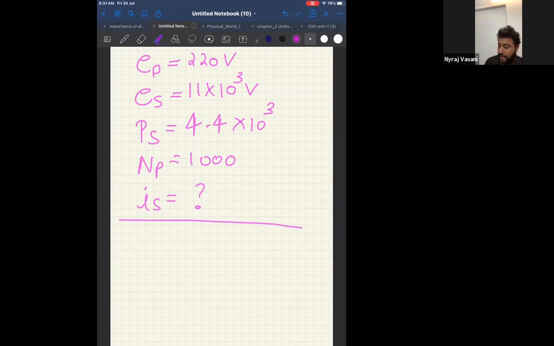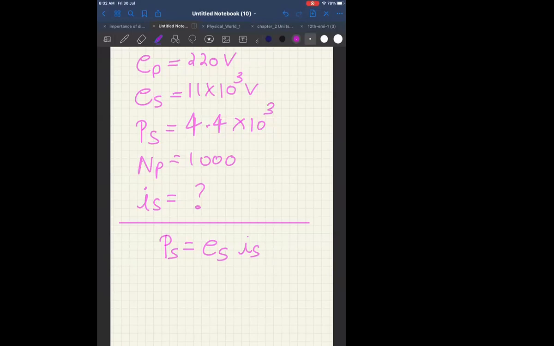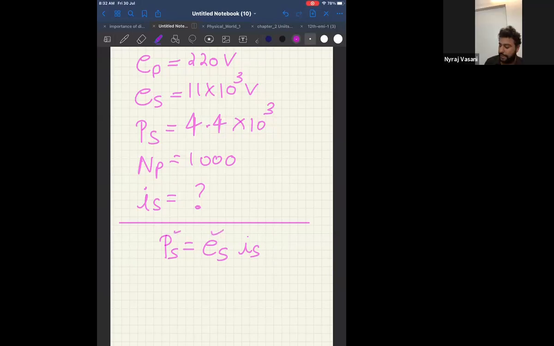Now tell me, how do I get IS? Any clue or anyone? I know ES by EP is equal to IP by IS, but IP is not given. Or I know NS by NP is equal to IP by IS, but again, NS and IP, IS, all three are not given. So I know power in the secondary is ES into IS. Power of the secondary is nothing but ES into IS. You know the formula for power, E into I. Now, do I know power of the secondary? Yes. Do I know EMF of the secondary? Yes. Therefore, IS is equal to PS upon ES.